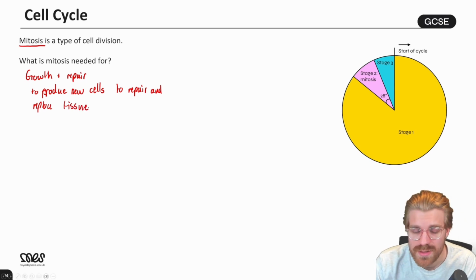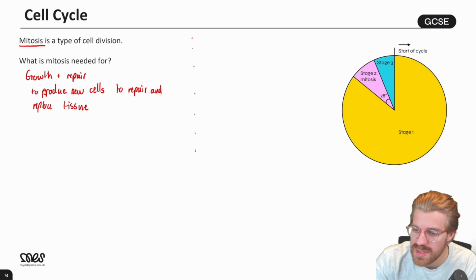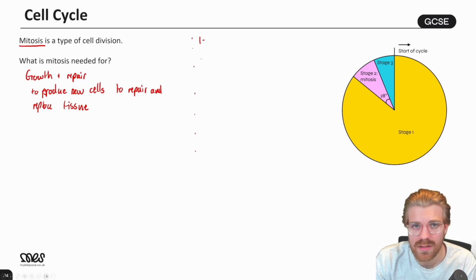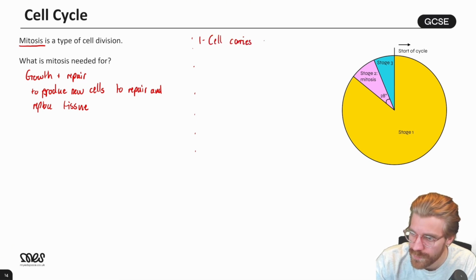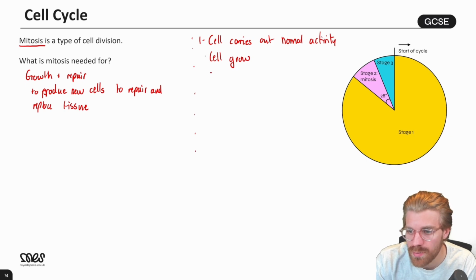The cell cycle is made up of 3 stages. In stage 1 of the cell cycle, the cell is carrying out its normal activity. When it is carrying out that normal activity, it is also growing. And it is also going to start preparing for the division. It is going to replicate the DNA.